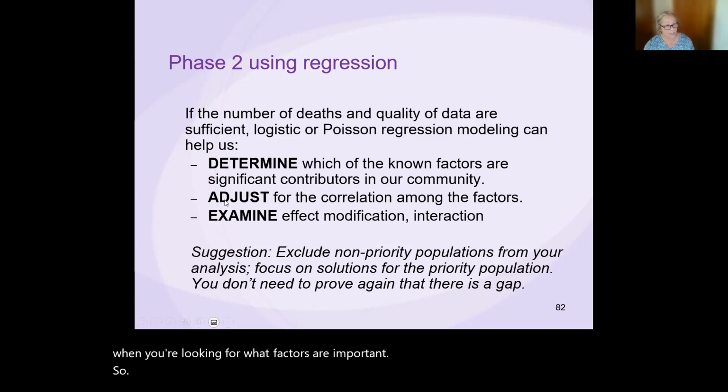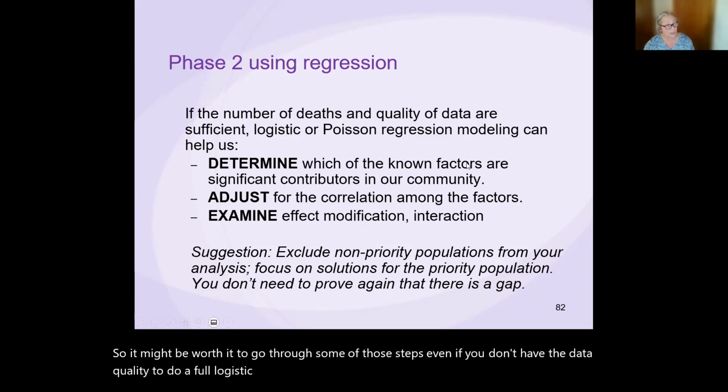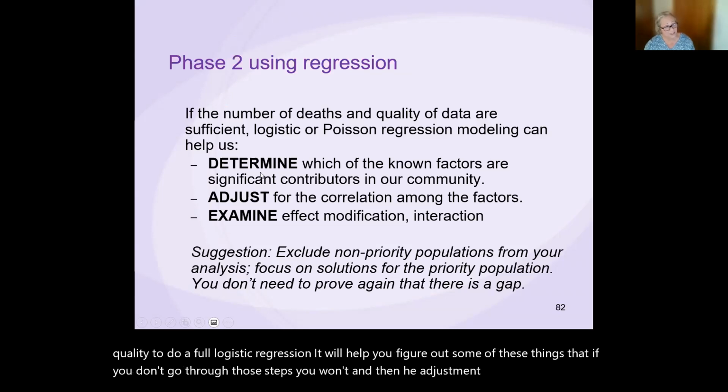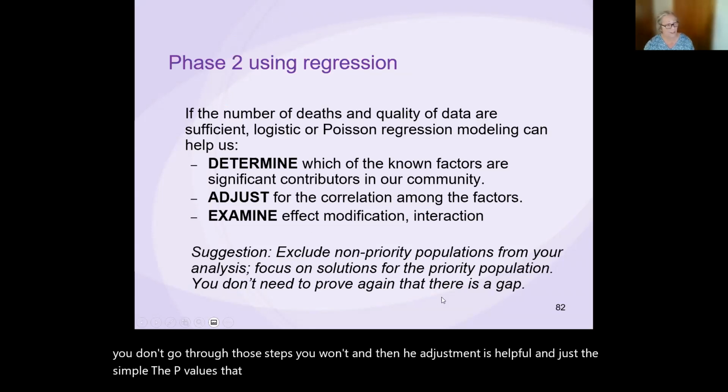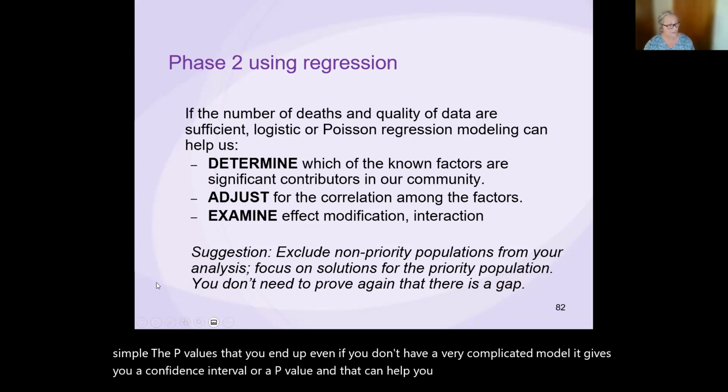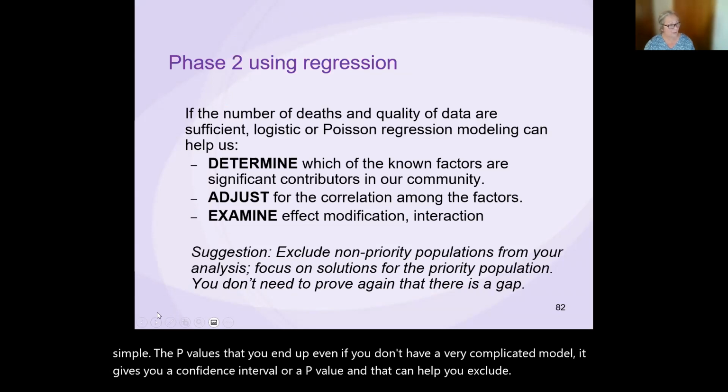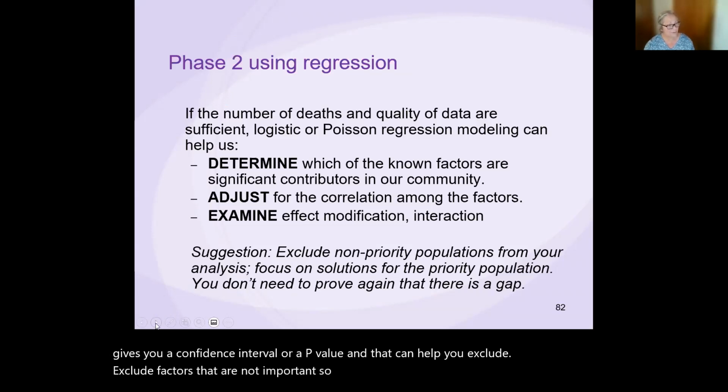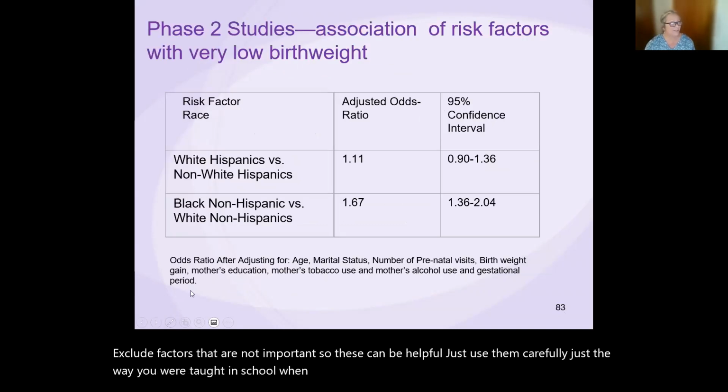So it might be worth it to go through some of those steps, even if you don't have the data quality to do a full logistic regression. It will help you figure out some of these things that if you don't go through those steps, you won't. And then the adjustment is helpful, and just the simple p-values that you end up with, even if you don't have a very complicated model, it gives you a confidence interval or a p-value, and that can help you exclude factors that are not important. So these can be helpful. Just use them carefully, just the way you were taught in school when you learned regression.